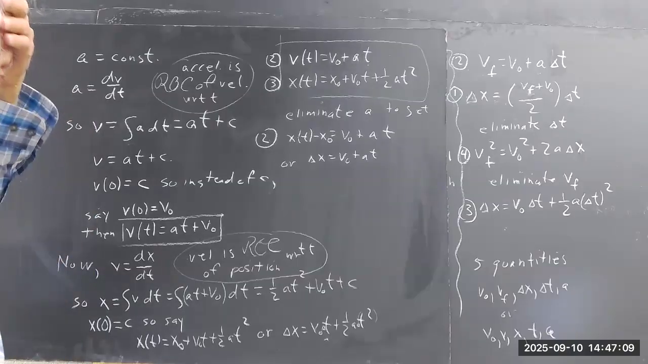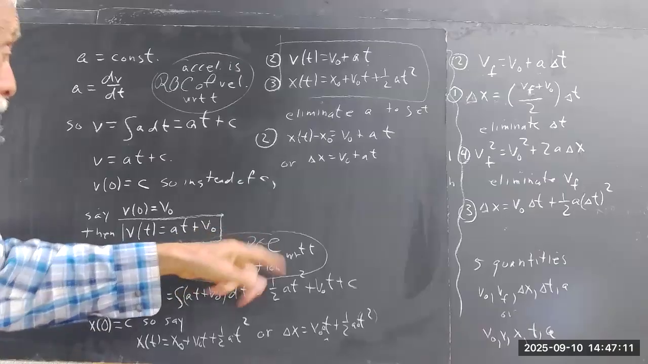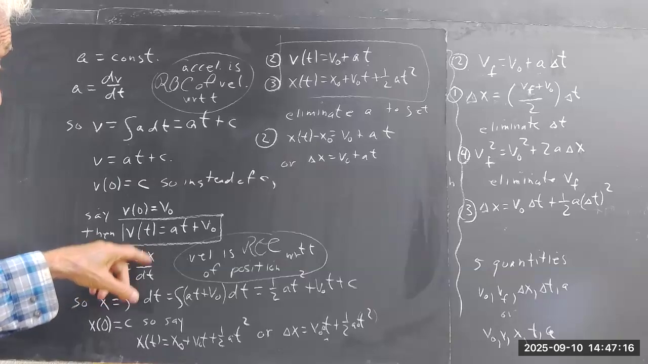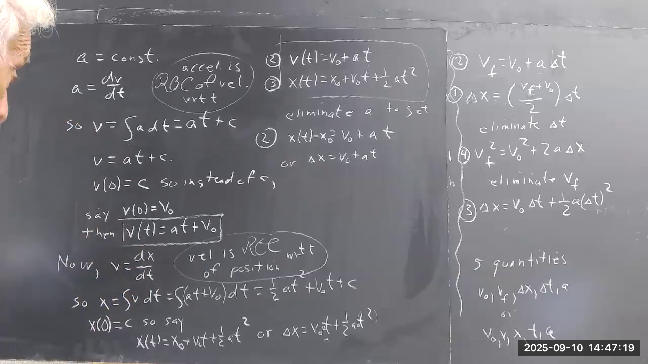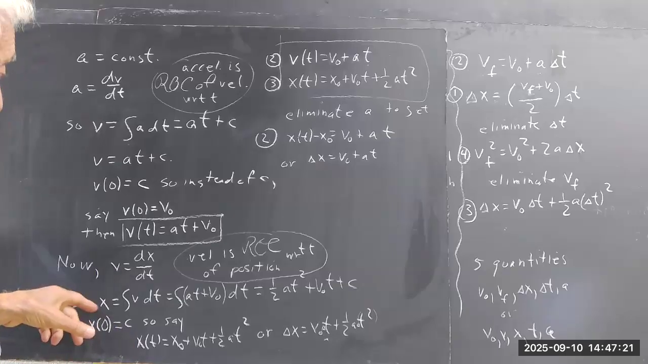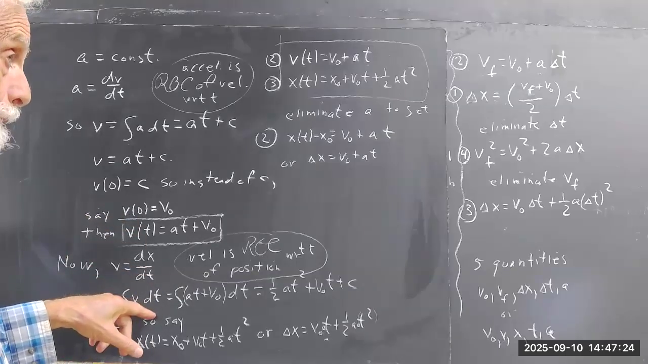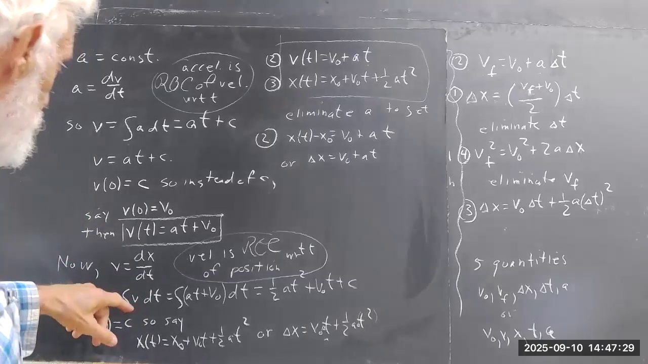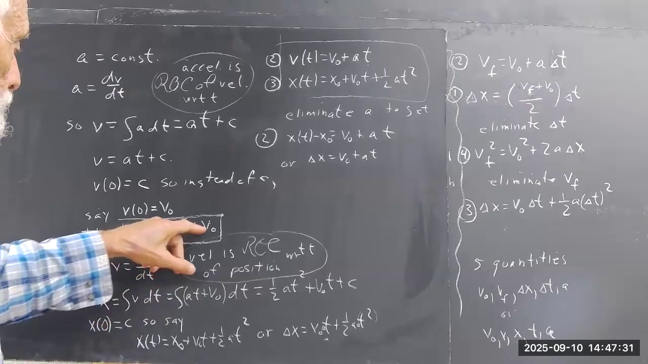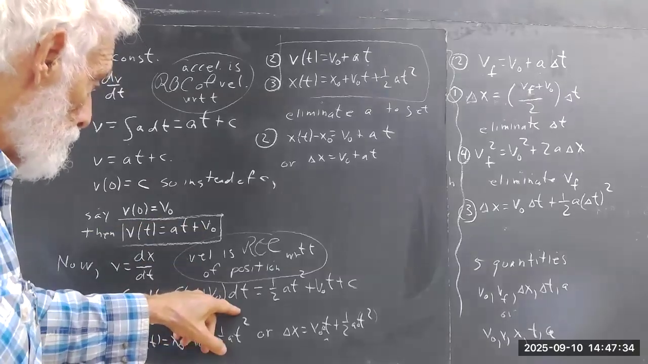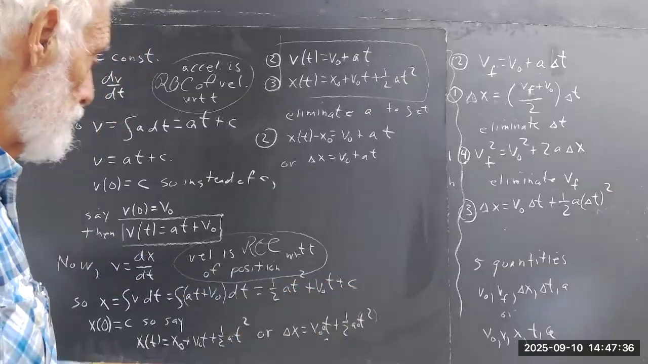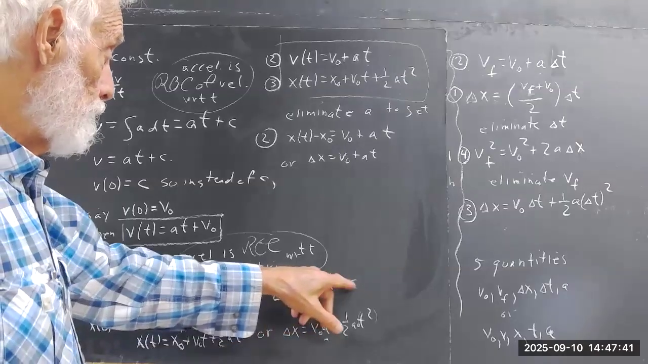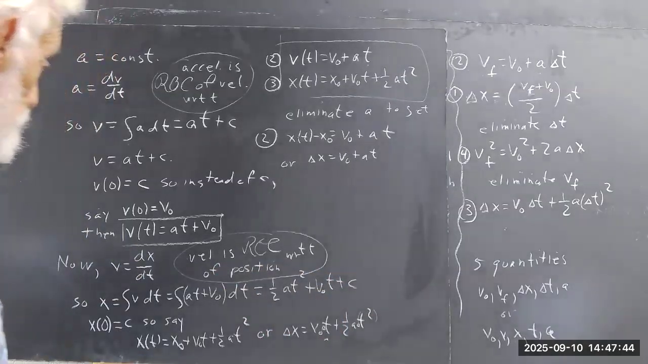Okay. Now, we also know the velocity is the rate of change of position with respect to time. So V is dx dt if we use x for position. And as a result, x is the antiderivative of v with respect to t, or an integral of v with respect to t. So we integrate v with respect to t, but v is at plus v naught. Integrating that with respect to t, well, it's almost a trivial integration. Make sure you can do that. And you get 1/2 at squared plus v naught t plus c.